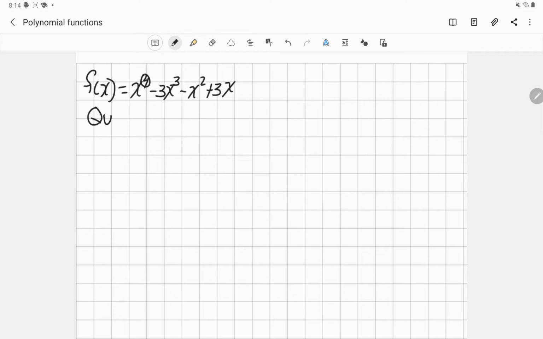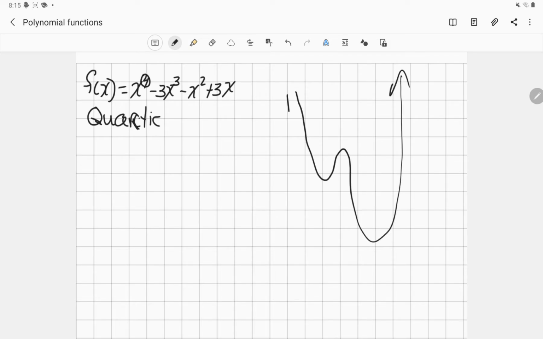Quartic, Q-U-A-R-T-I-C. Sorry, I put an extra C in there. It's a quartic graph. Usually what it ends up looking like is, for lack of a better way of saying it, a wonky W. It might be nice and symmetrical and look like this, or it might not be symmetrical at all. It might look like this, something like that. But it's still got that W shape to it.